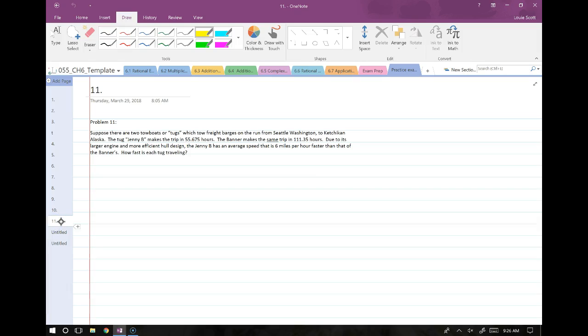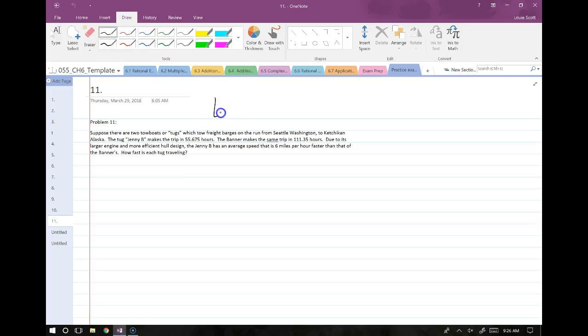Now, here is a towboat problem. Suppose there are 2 towboats, or tugs, which tow freight barges on the run from Seattle, Washington to Ketchikan, Alaska. The tug Jenny B makes the trip in 55.675 hours. The Banner makes the same trip in 111.35 hours. Due to its larger engine and more efficient hull design, the Jenny B has an average speed that is 6 miles per hour faster than that of the Banner. How fast is each tug traveling?